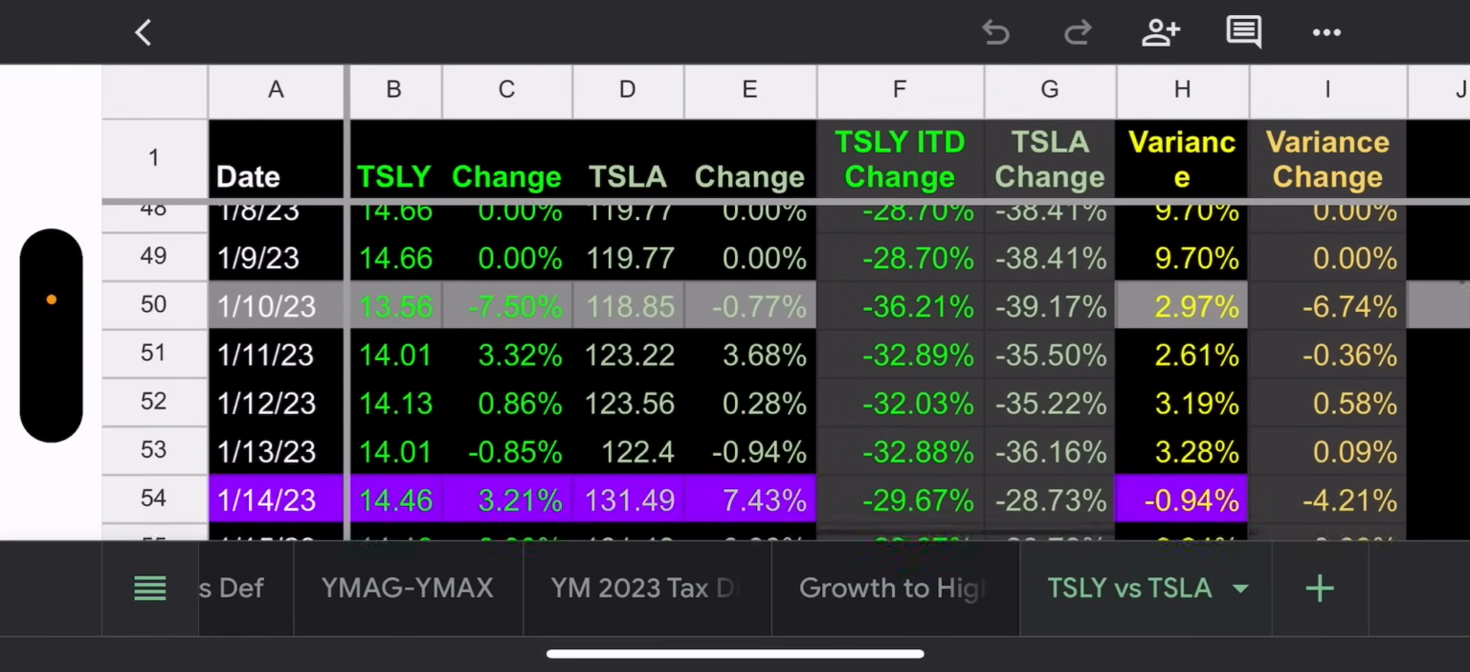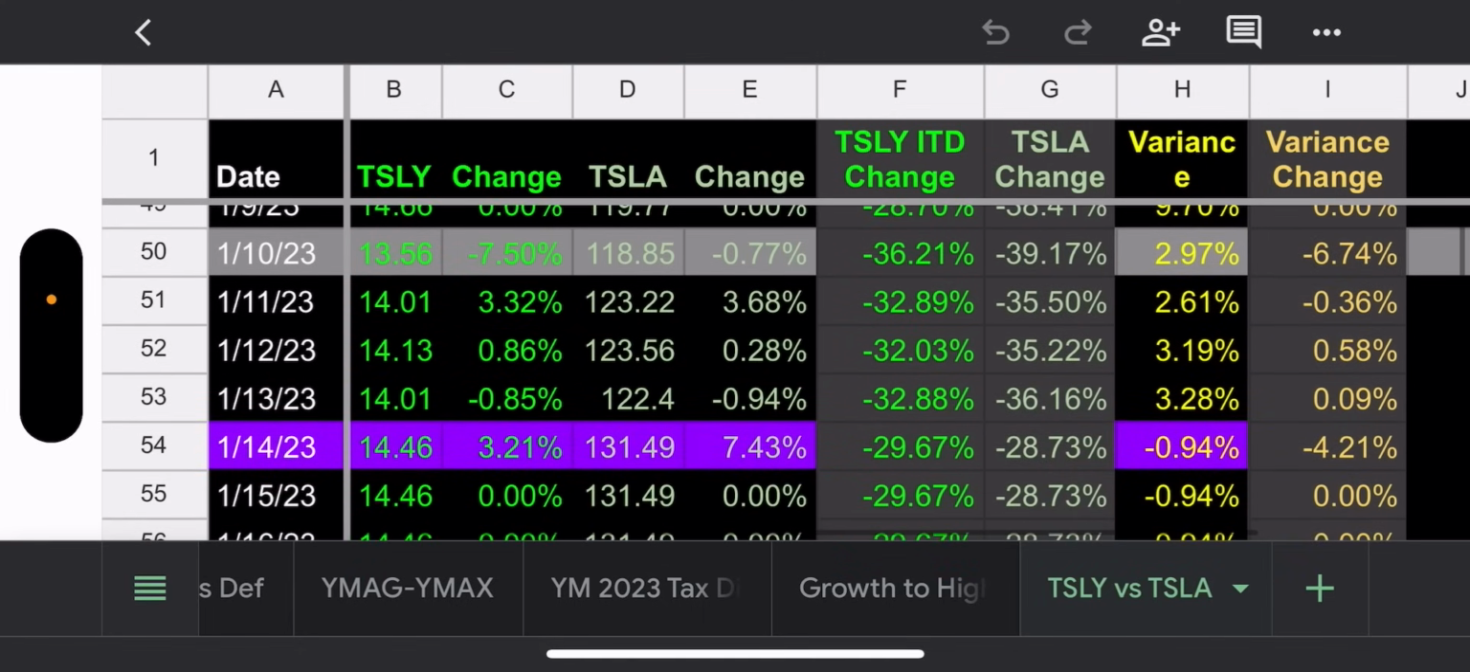And here we come with gray. This is the first gray, I believe. This is ex-dividend date. So ex-dividend date is always going to be in Tesla's favor. So here we have Tesla went down 7.5%. Tesley went down 0.77%. So yeah, there's nothing you could do about ex-dividend date.